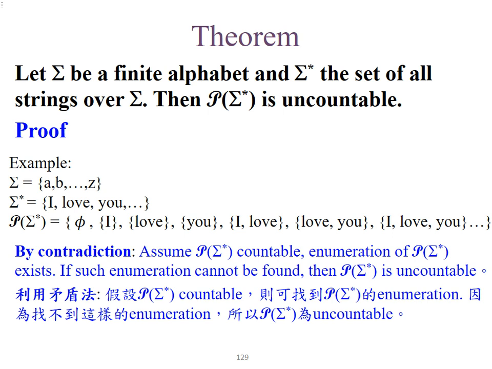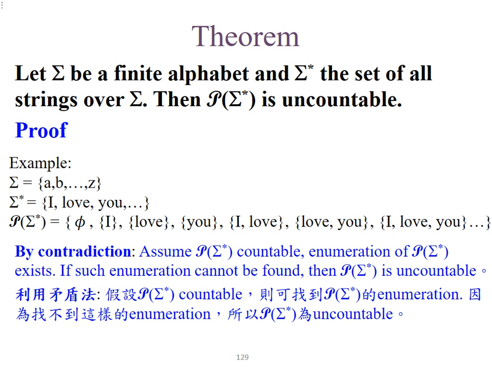So there's one thing you can notice. If we have a countably infinite set, sigma star, then its power set will be uncountable. This one is countably infinite, so its power set is uncountable. Let's see how we prove that the power set of sigma star is uncountable.